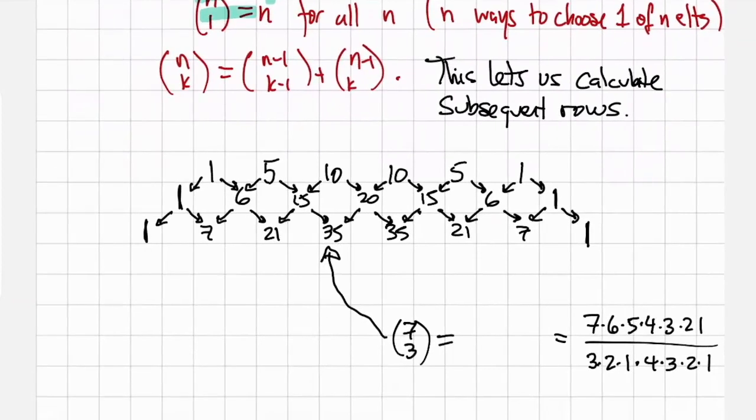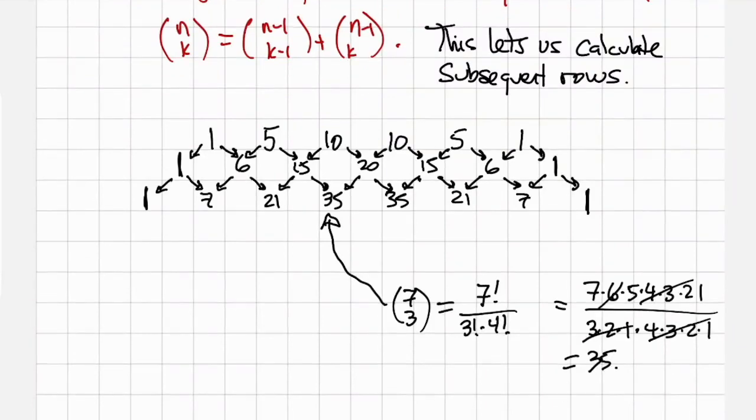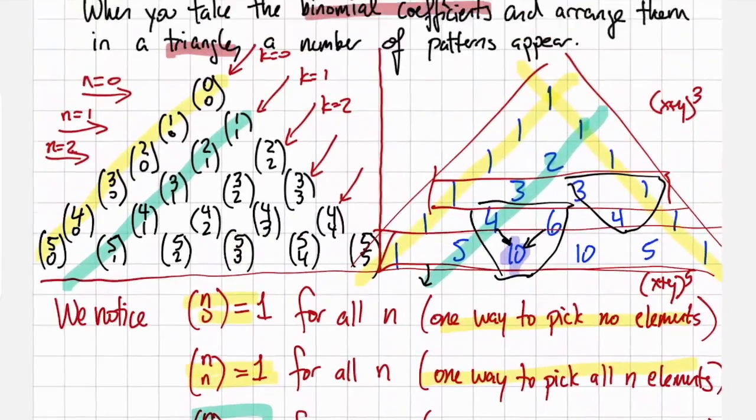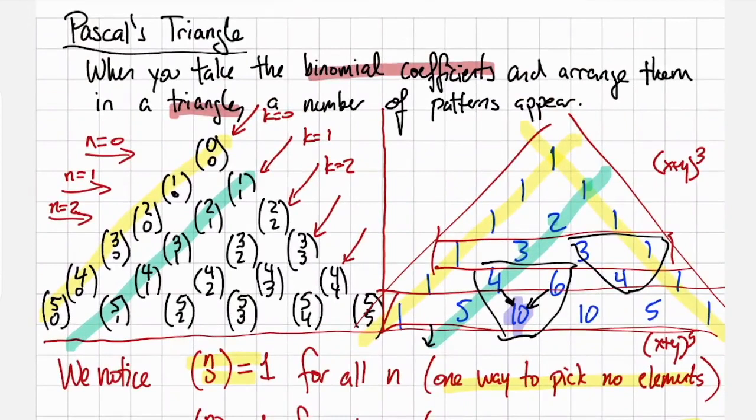And what this is telling us is that 7 choose 3, which is 7 factorial over 3 factorial times 4 factorial, gives us 35. There's a lot more interesting things happening in this triangle, which is called Pascal's triangle.